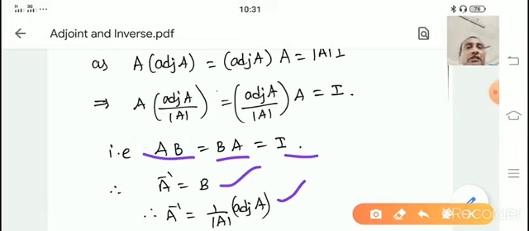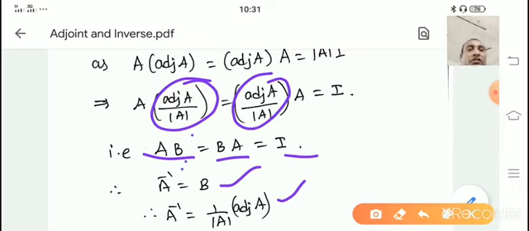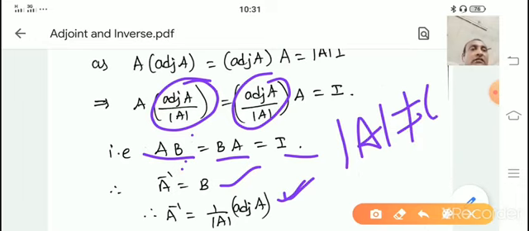That means A inverse is equal to B, where instead of B we wrote adjoint A by det A. So A inverse is equal to 1 by det A into adjoint A. In this method you can find the inverse when det A is not equal to 0, meaning A is a non-singular matrix. In elementary row or column transformations, while doing transformations if an entire row or column becomes 0, that time you conclude that the inverse does not exist.